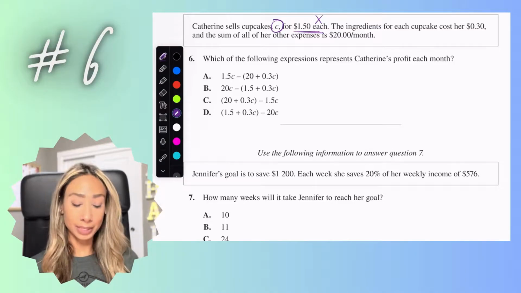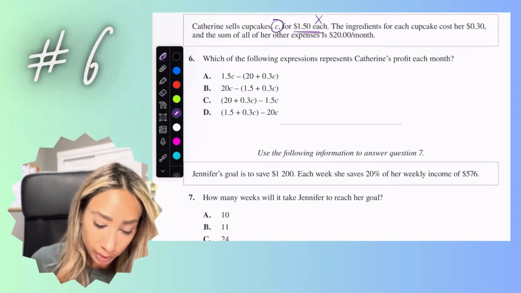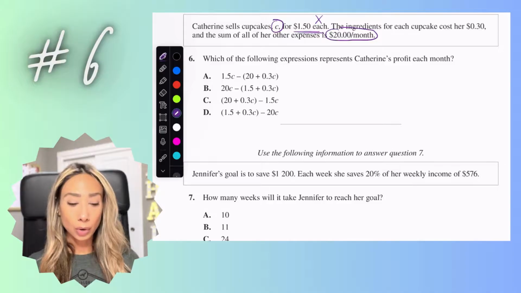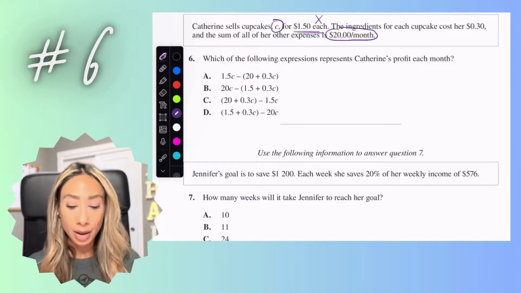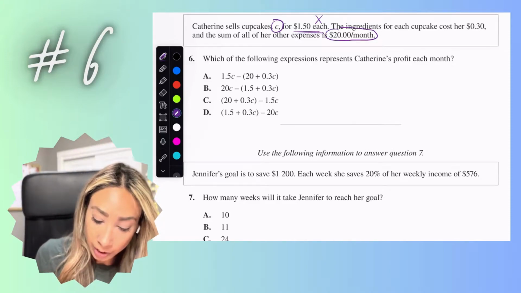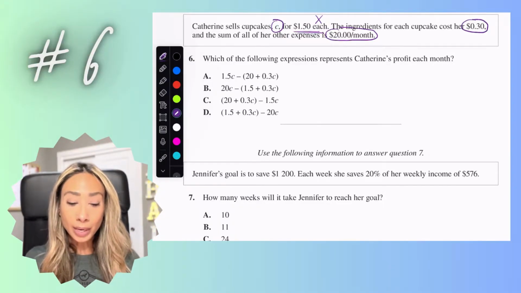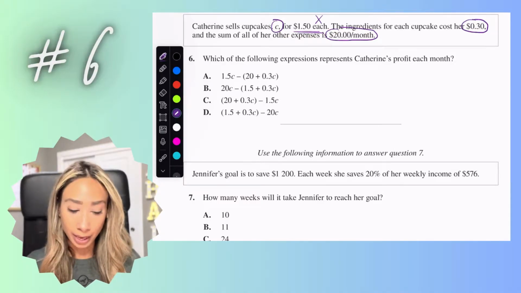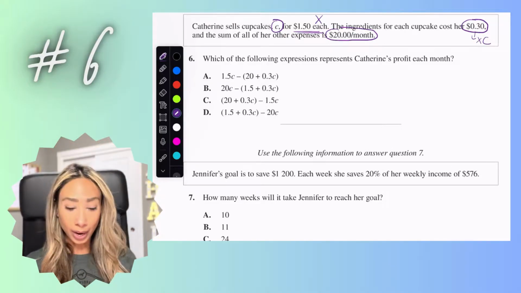Now the second part of this equation includes the ingredients for the cupcake along with the other expenses. So we've got the $20 per month that she has to pay, okay? And we know that that's going to be a flat rate. So that means whatever we do with the equation, we're going to have to add or subtract that $20. Now we also know the ingredients for each cupcake costs her about 30 cents for every cupcake. So again, if I'm saying per every cupcake or for each cupcake, that means this will also need to be multiplied by C.